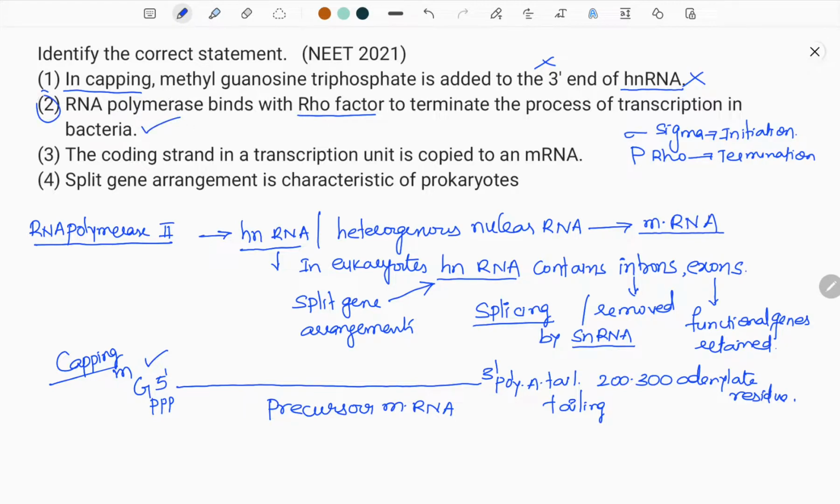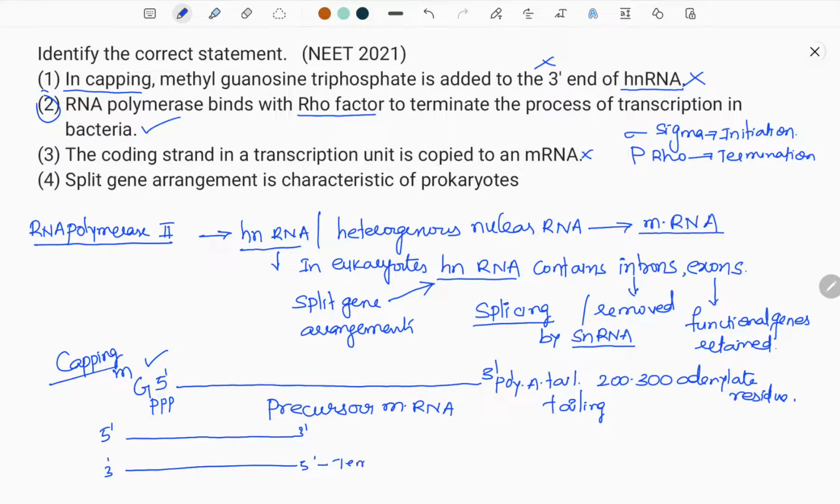Let us see the third one. The coding strand in transcription unit is copied into an mRNA. This is wrong here. How do we understand this? Always remember that an mRNA is formed from DNA. Let us suppose this is the DNA. This is 5 to 3 and this is 3 to 5. Now, in the two DNA strands, one strand will give rise to mRNA and that strand is called the template.